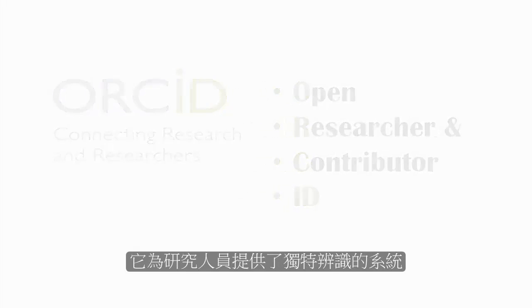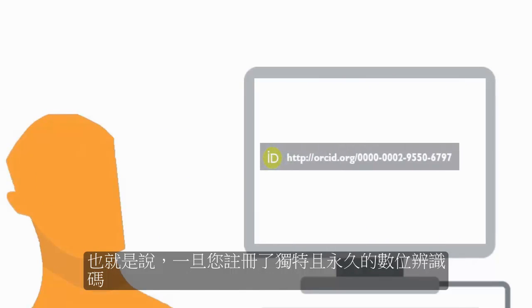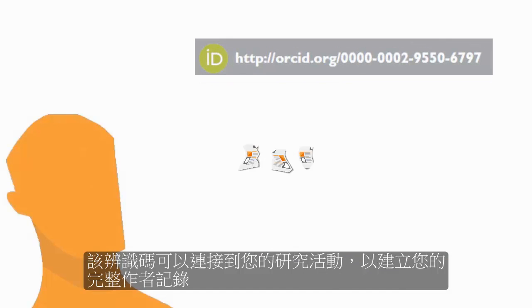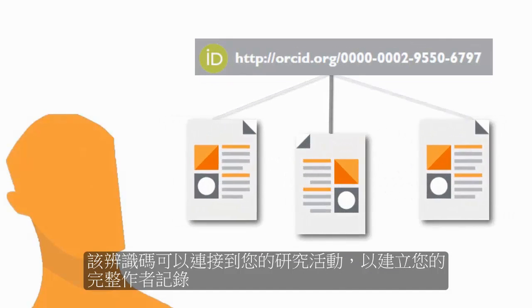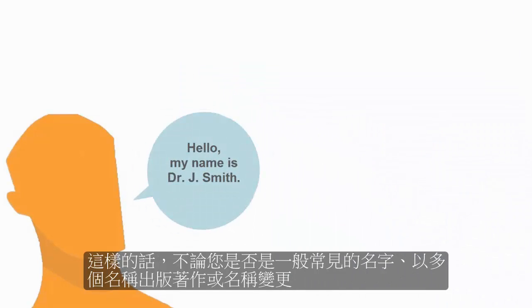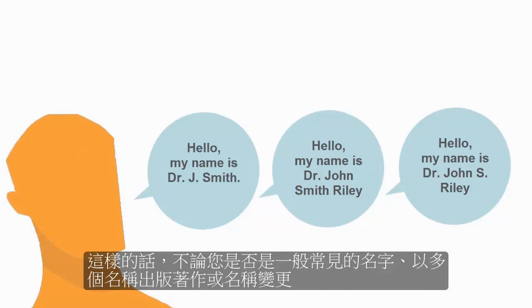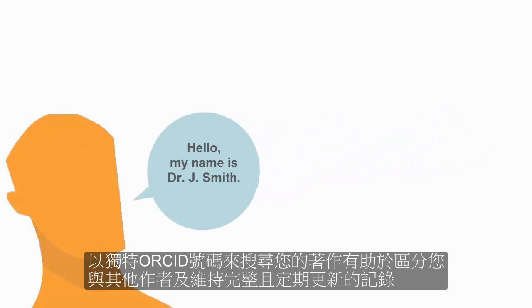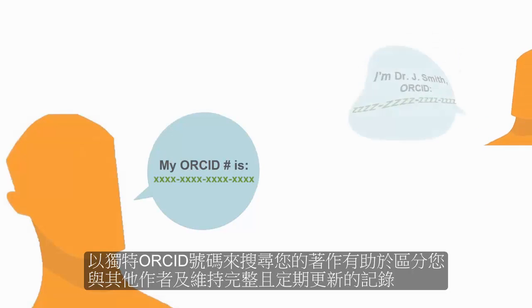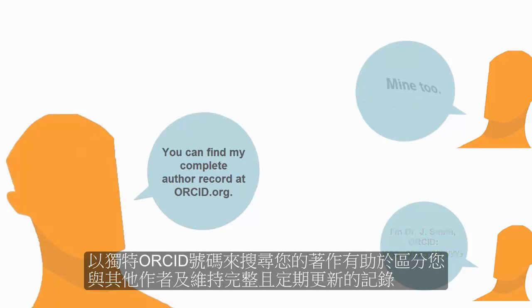It provides a central registry of unique identifiers for individual researchers, meaning once you register for a unique and persistent digital identifier, that identifier can be linked to your research activities to form your complete author record. So whether you have a common name or have published under multiple names or name variations, identifying your work with a unique ORCID number helps distinguish you from other authors and maintain a complete and current record.